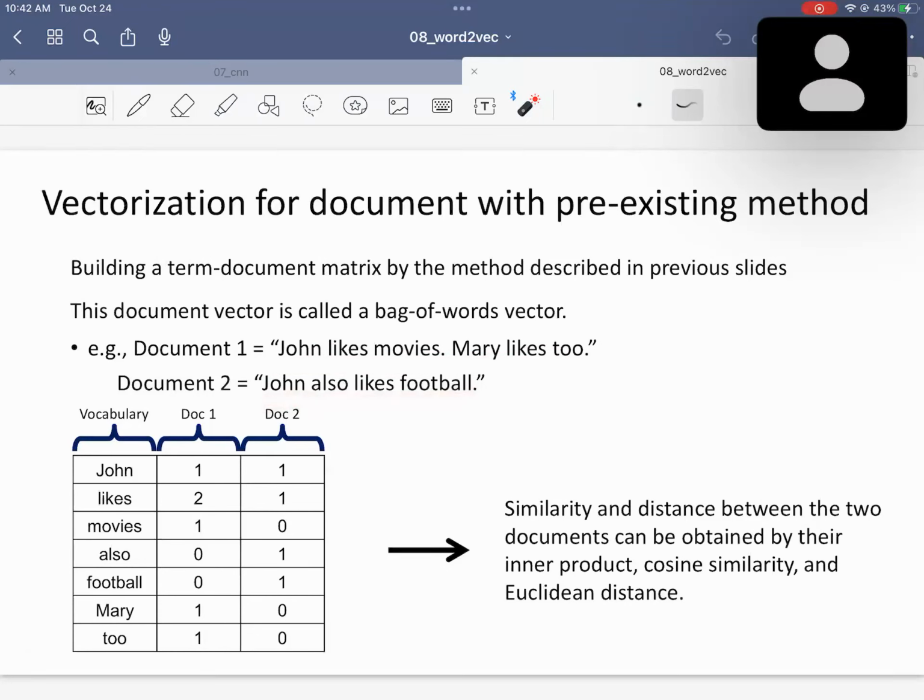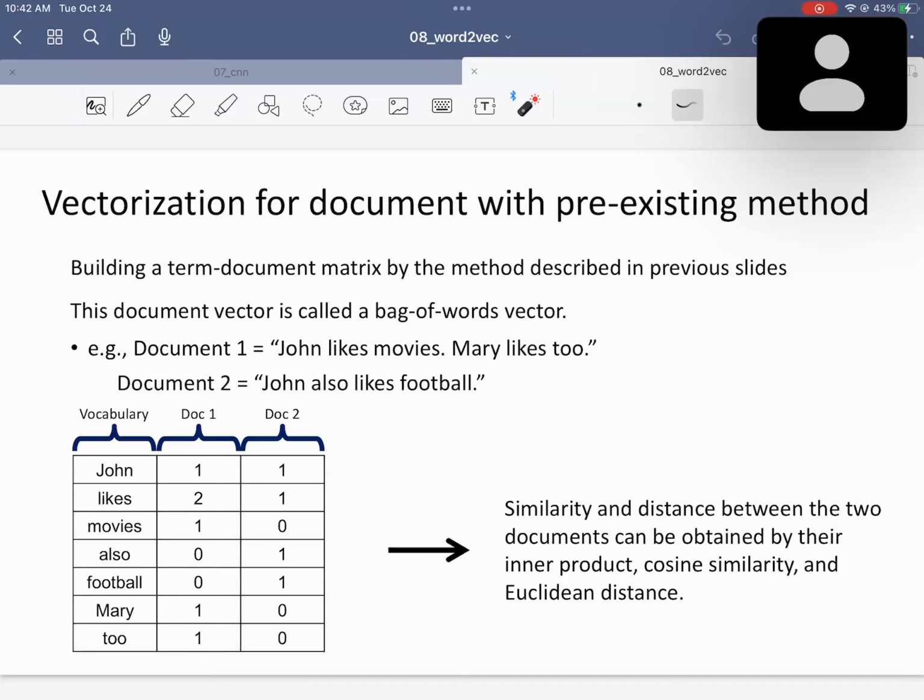Then clearly there are some similarities between these two documents, word-wise. There's John here, there's likes here, and also likes here as well. So there are certain similarities. How do we capture it using this word level statistics? That's basically where we come up with the word document frequency matrix. Here, this axis is the document axis, so there's document 1, document 2, and this is the word axis, or term axis. We call this the term document frequency matrix.